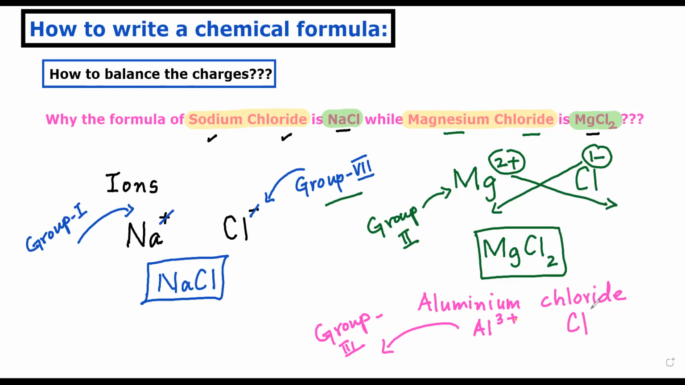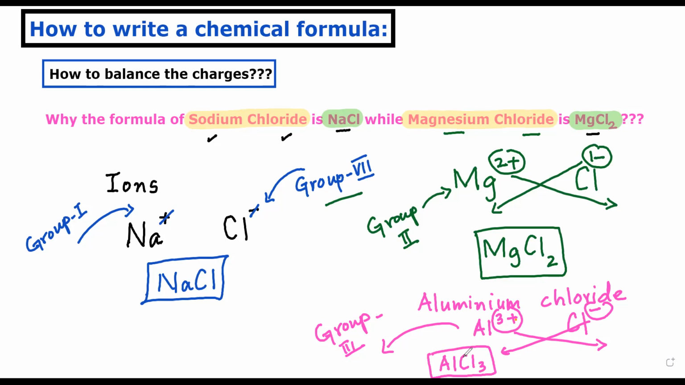And here is Cl-. These charges need to be swapped, right? So what will happen? 1 will come here with Al, and Cl3. This is how aluminium chloride has the formula AlCl3.